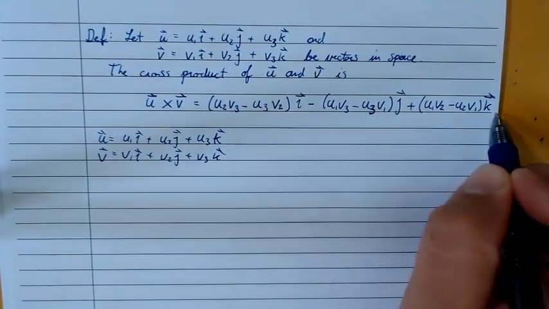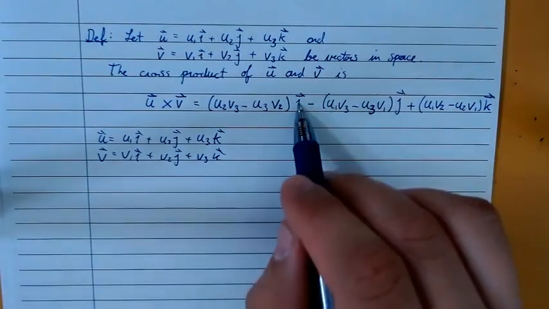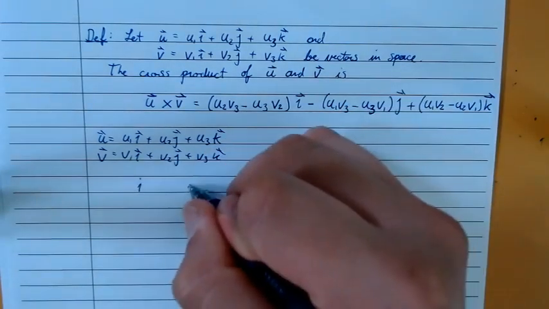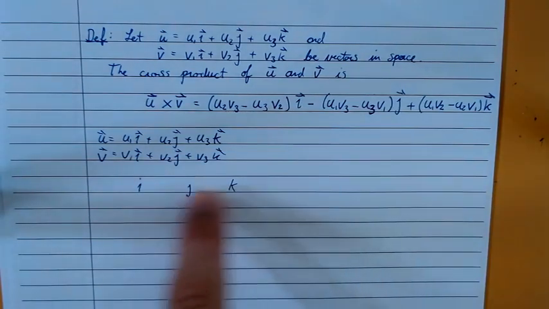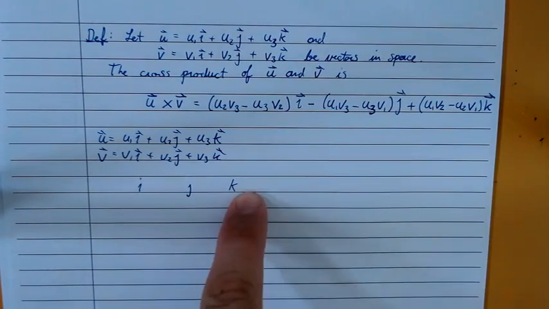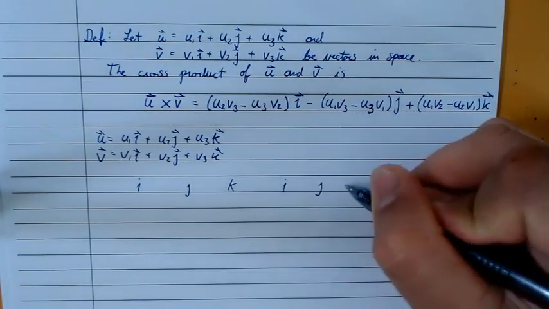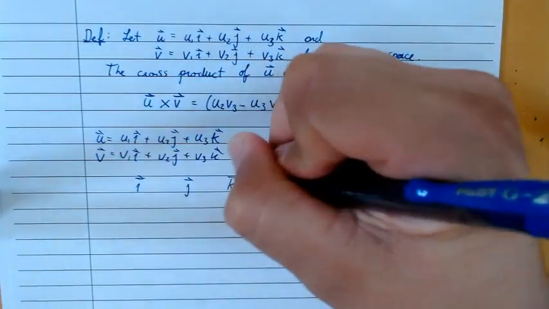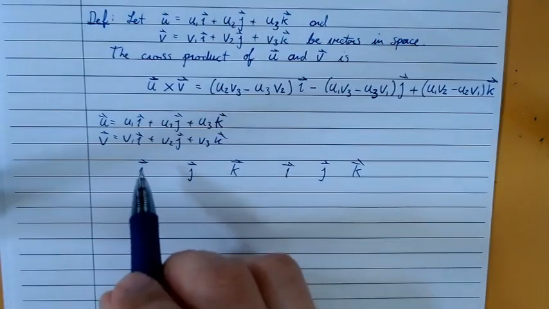We're going to start by writing the unit vectors i, j, and k. Notice I'm leaving a little space there. There's a reason for that. And then I'm going to take this and I'm just going to write it again: i, j, k. This may not seem to have any rhyme or reason, but we're not done yet.